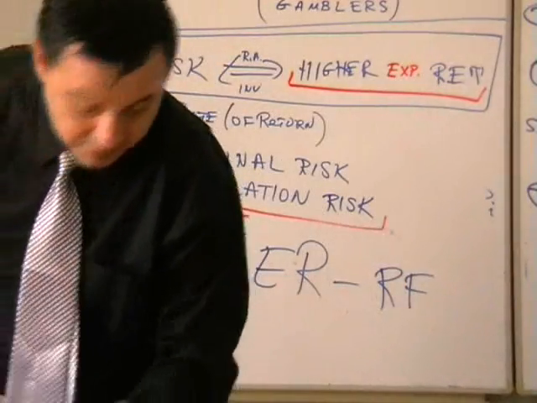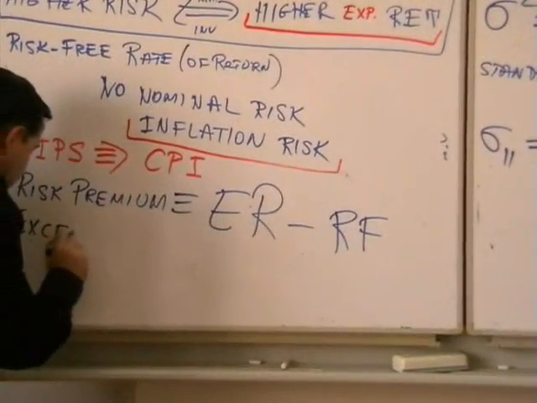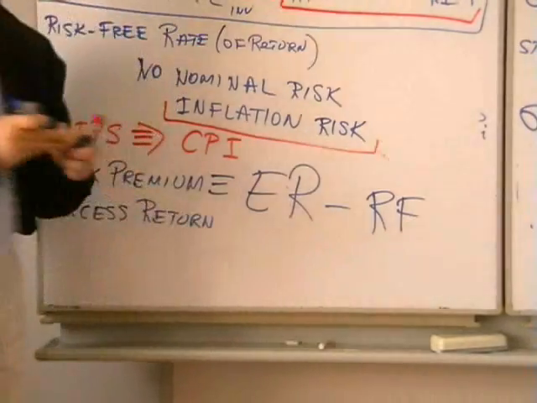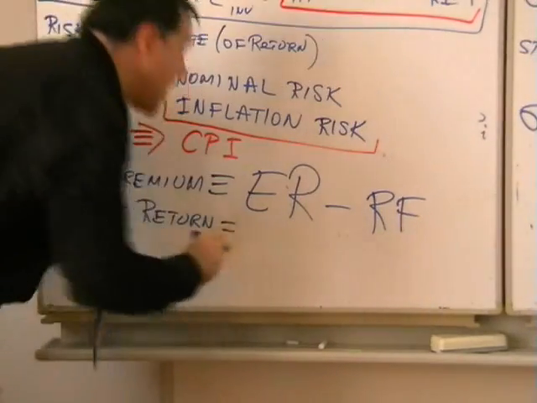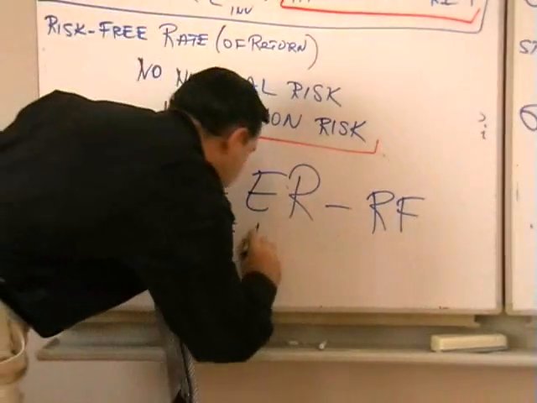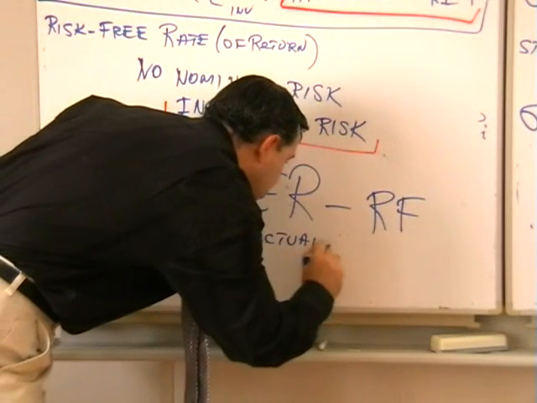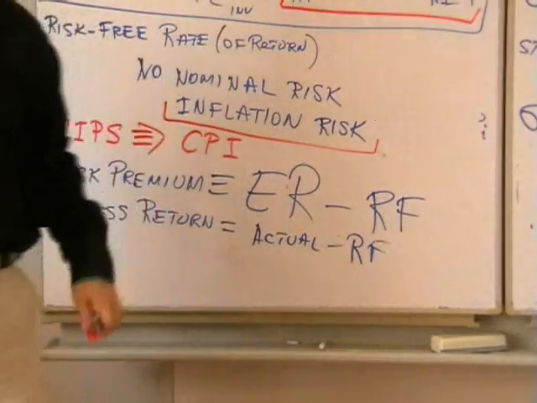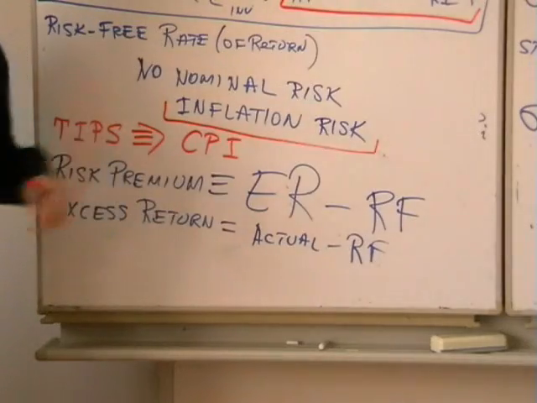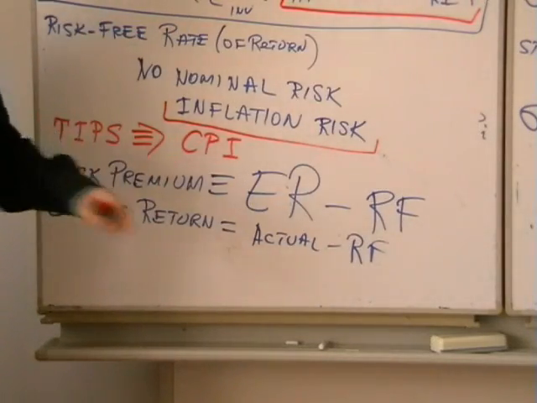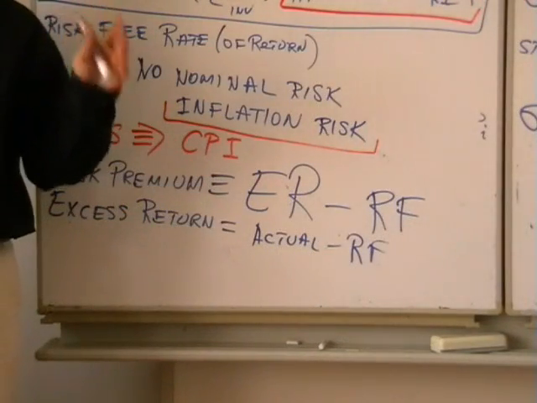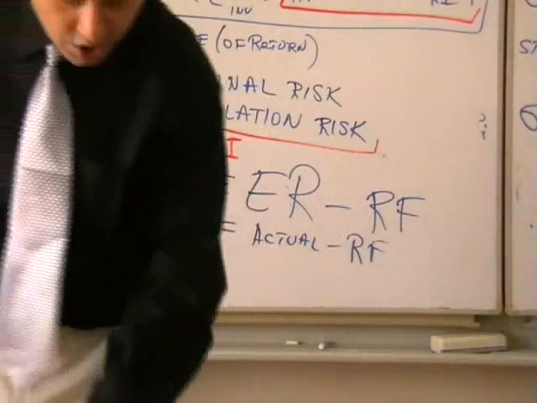And let's see what else we have. We have the other concept of excess. So the excess return is simply the actual return minus the risk-free rate. So the excess return is what you actually got above the risk-free rate. And the risk premium is the average that you expect to get.